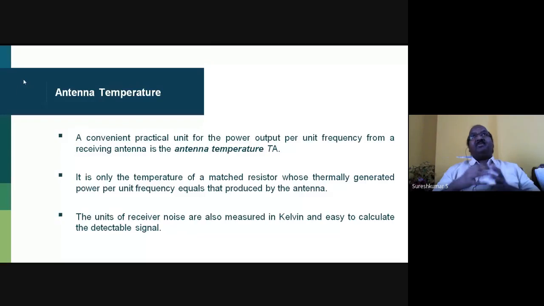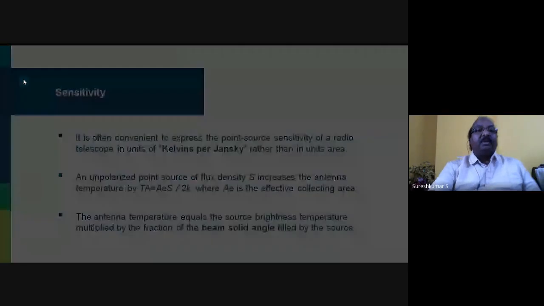So this is the term used in radio astronomy. Even in satellite systems, they use this. So antenna temperature and receiver temperature, now it is easy to work with the same convention. So antenna temperature is one of the units which is used in radio astronomy.